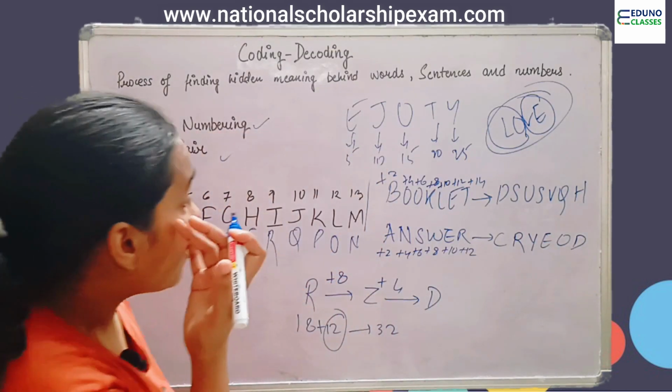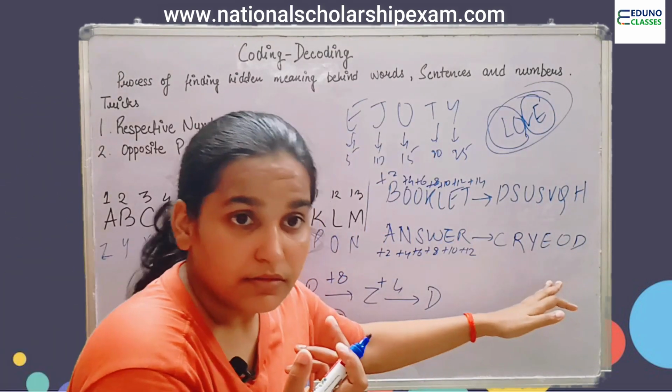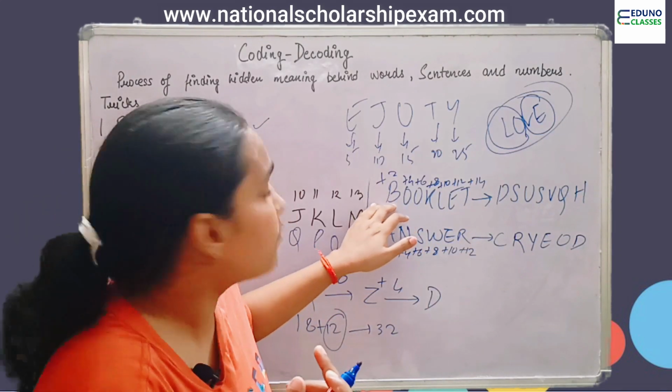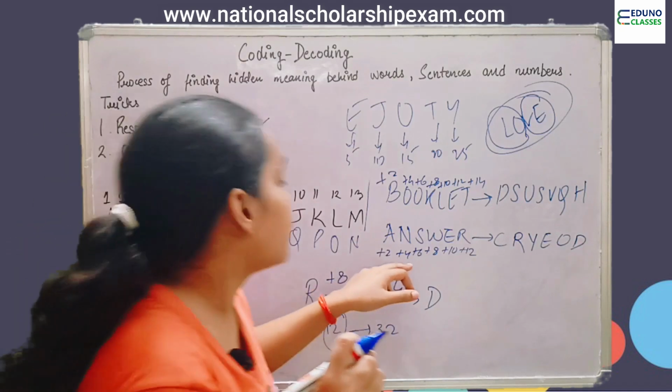So the code for the answer is CRYODE. Okay. Because from here we have identified the pattern for the booklet, and we have applied that pattern for the answer.